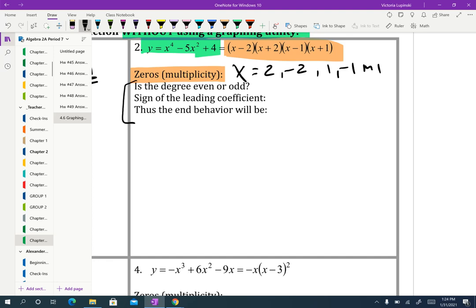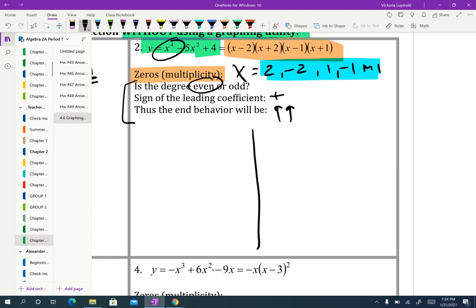Remember to answer the three remaining questions. If you look at standard form, that is a positive x to the fourth. 4 is even, positive. And again, whether you've memorized it or have to look it up, it's up, up. Something else you want to notice here, notice how the x-intercepts on the left side, -1 and -2, are exactly equal to the x-intercepts on the right side, +1 and +2.